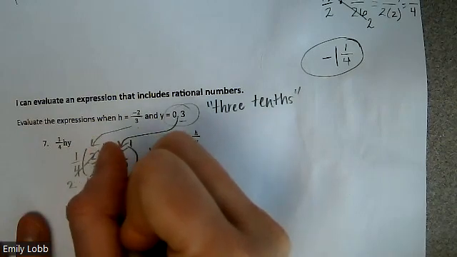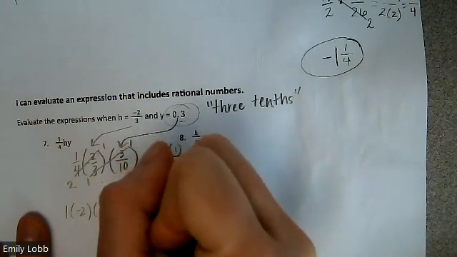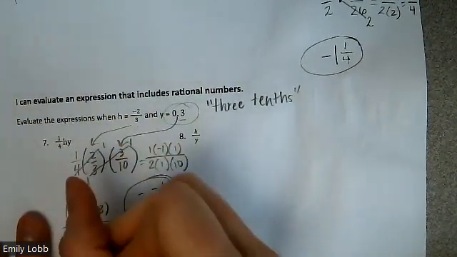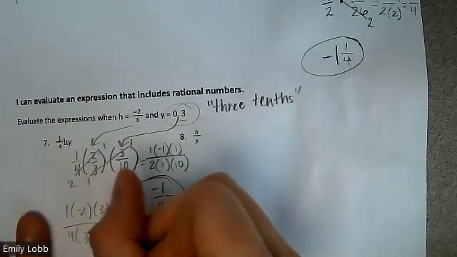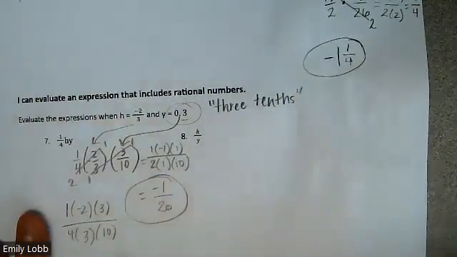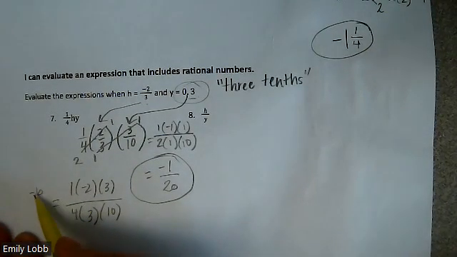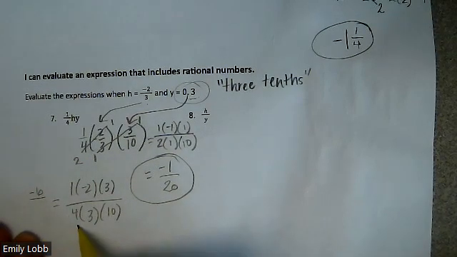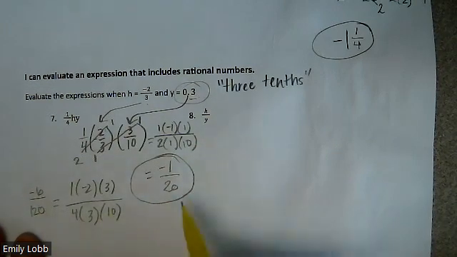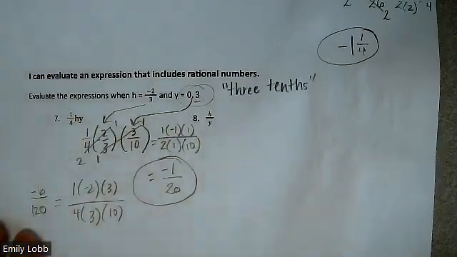Oops. If you didn't go across, that's fine too. 1 times negative 2 times 3 on the top, 4 times 3 times 10. You'll eventually have to simplify, right? This is a negative 6. And this would be 120. So if I divide them both by 6, I should get this. So be sure you know how to simplify or cross cancel one way or the other. We'll get you the simplified answer.